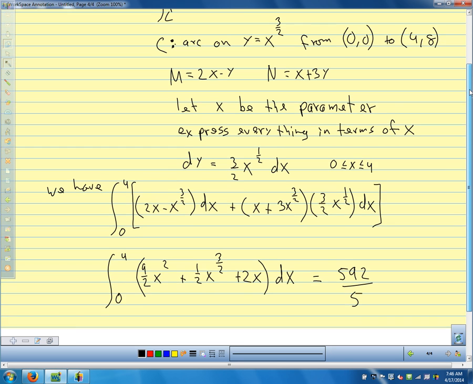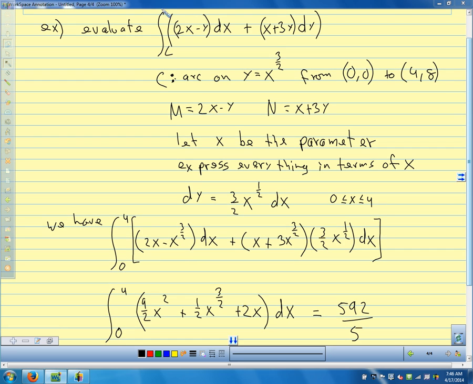So this lets me avoid finding r of t. We don't have to find r prime. We don't have to do the dot product. When we have our line integral in differential form, we just need to express everything in terms of one variable. All right, we good there? So just a little different way of looking at line integrals.